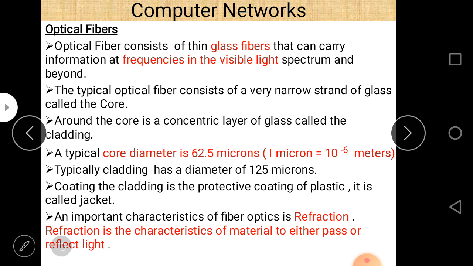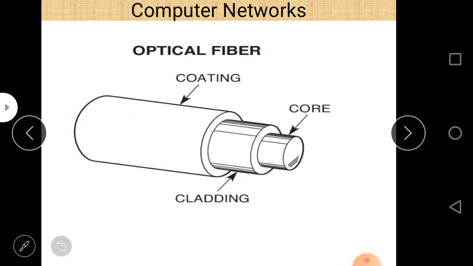Now, optical fibers or fiber optics. What is optical fiber? Optical fiber consists of thin glass fibers that can carry information at frequencies in the visible light spectrum and beyond. The typical optical fiber consists of a very narrow strand of glass called the core. Now let's see its diagram. This is the core, cladding, and coating. This is a diagram of optical fiber cable.